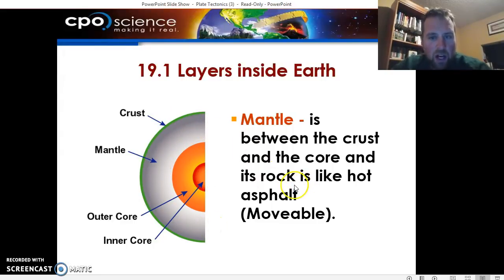And if you can think about hot asphalt, it is very movable. You can spread it around. You can kind of change its shape a little bit. And that's important. This mantle must be movable because it's one of the things it does for plates. So pause the video and make sure you guys get this written down.